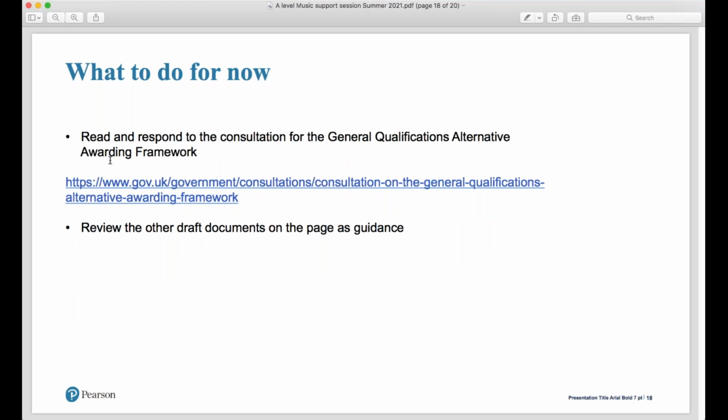Also things that you can do is read and respond to the consultation that's currently out there on the General Qualifications Alternative Awarding Framework. There's a link there to that. And there's some other draft documents with that, where feedback is being asked for as well, that will offer further guidance around the types of evidence and what you could use to inform the teacher assessed grades there.